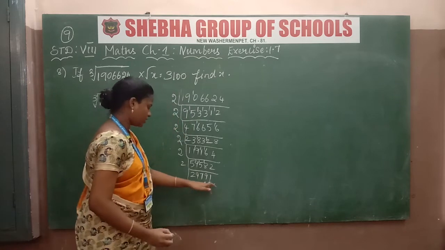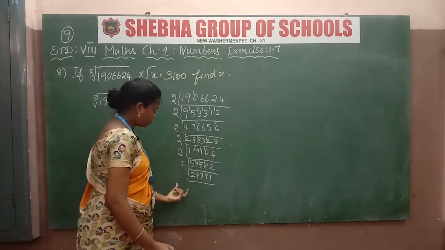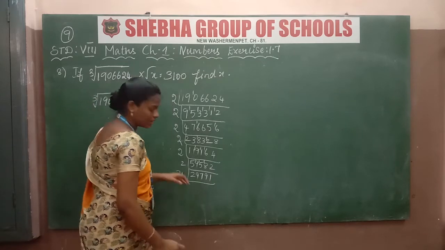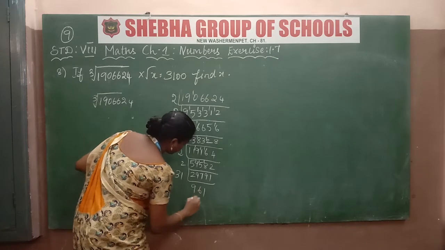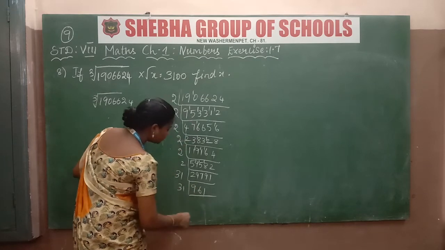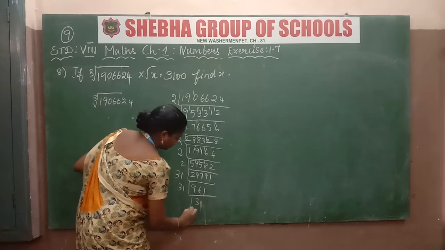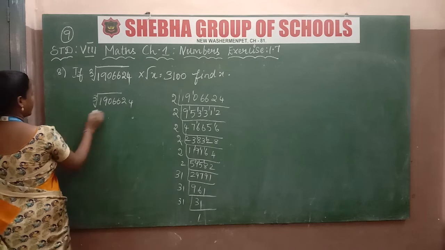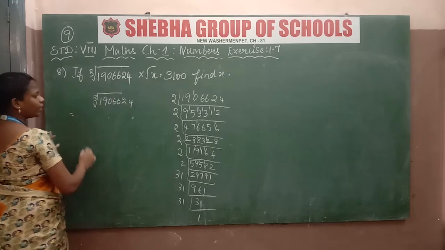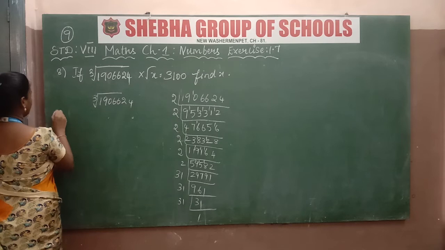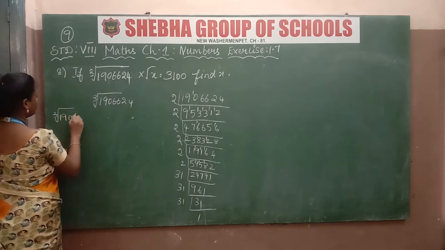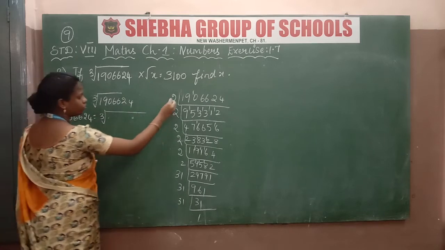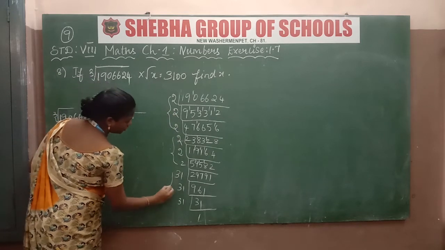Then here 1 is left, so we have to multiply. You have to multiply in the 31 table. In the 31 table, 31s are 961, this value comes. Then again 31 table, 31 ones are 31. Okay, so we have to find the cube root. So if we look at the cube root of this, cube root of 1906624 is equal to the cube root of what is the value? There are 3 2s, 3 2s, and 31.